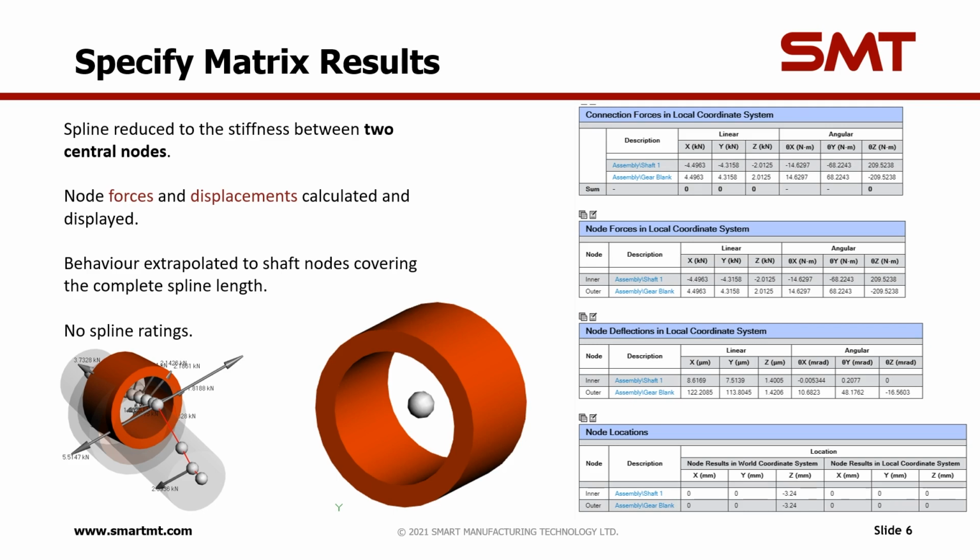So the results when we're specifying a matrix. The spline is reduced to the stiffness between two central nodes. Instead of having a complete line of nodes here, we've just got a single central node, and it is the stiffness between the inner and the outer connecting node. And then when we're looking at the results, we see the node forces and displacements calculated and then displayed in our reports.